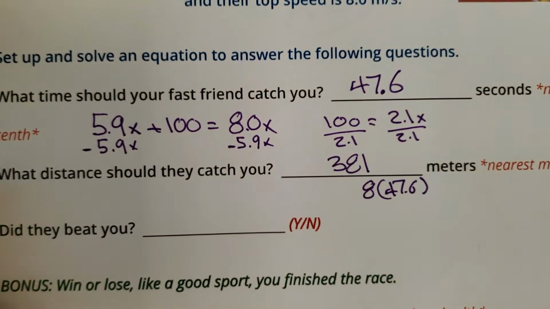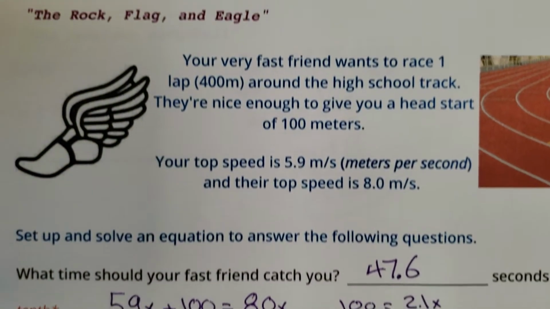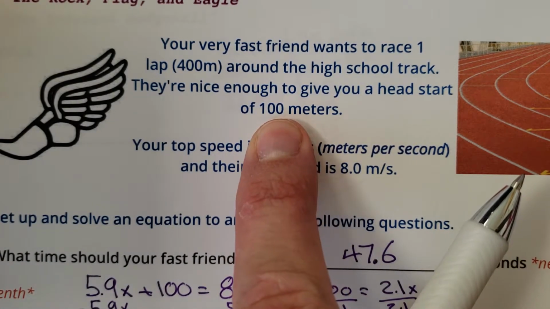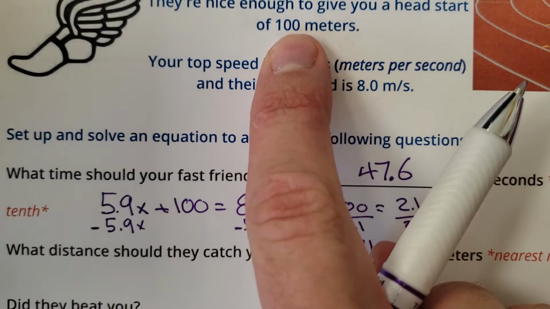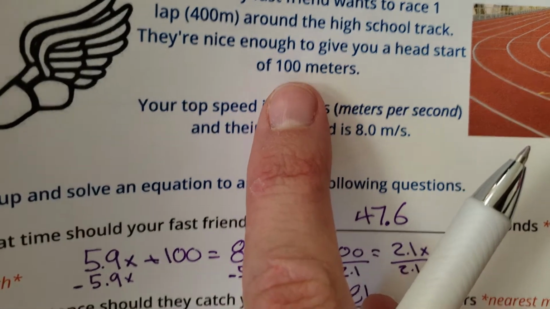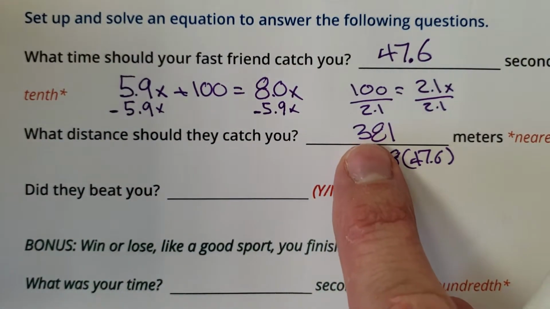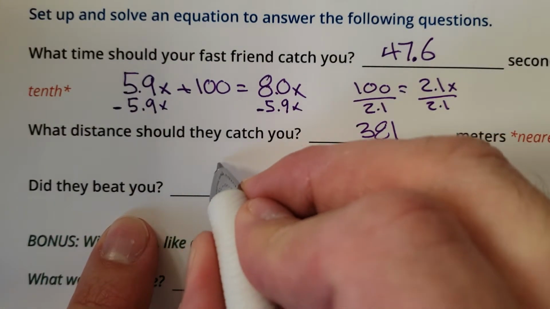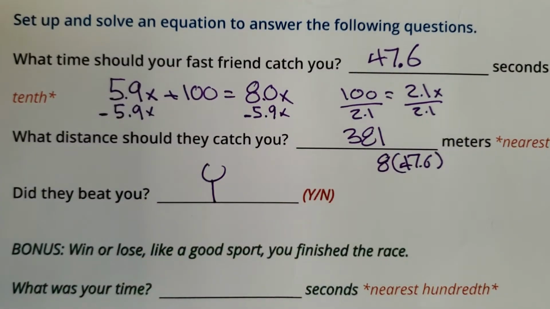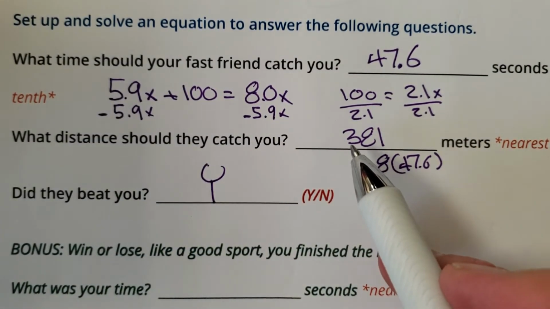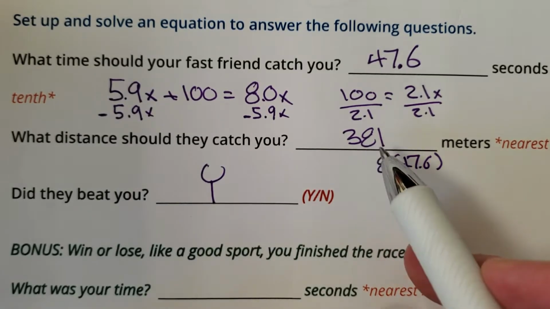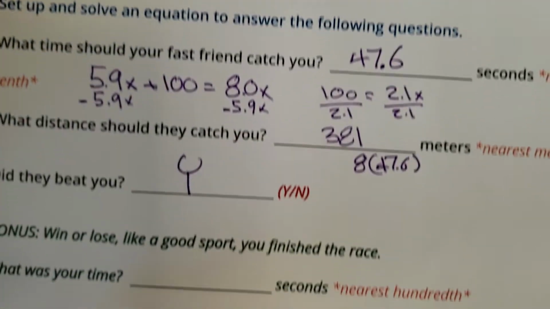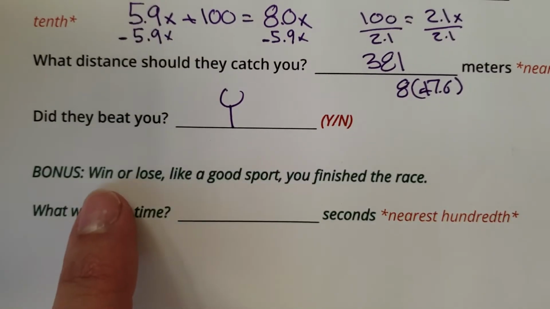Okay, so did they beat you? Let's think here, students. We're going to run a 400-meter race. You start ahead at 100. You only have 300 to go. And then they catch you at the 381 mark. So did they beat you? Yes, they did. They caught you at 381, which means they're going to pass you and get to the 400-meter mark first. Ouch.